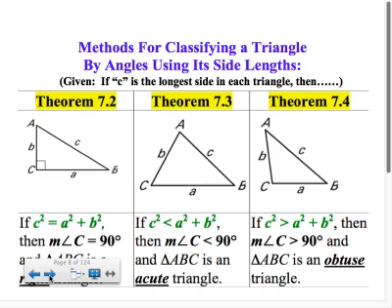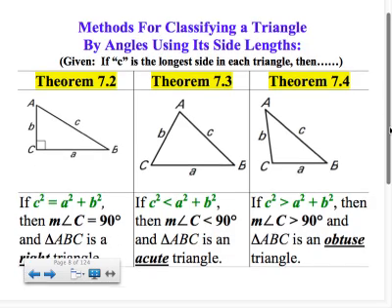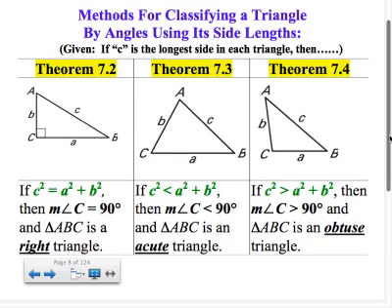Okay, now we're going to transition from using the Pythagorean theorem to its converse. What the converse does is it allows you to classify the triangle as obtuse, right, or acute. So first of all, understand something. If the Pythagorean theorem works, obviously it's got to be a right triangle. The Pythagorean theorem only works in right triangles.